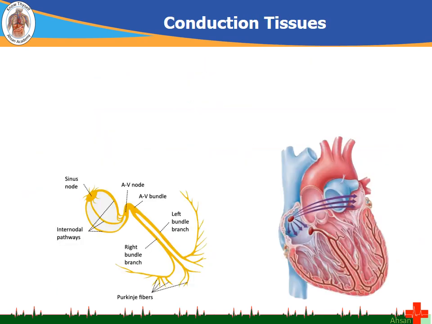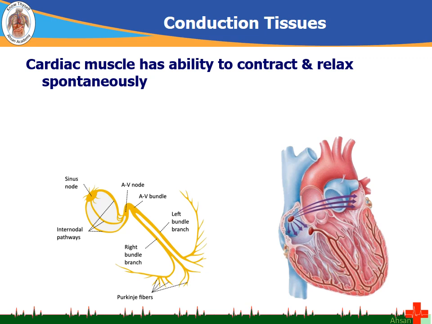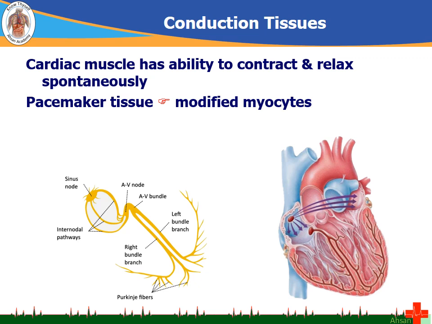Conducting tissue is the specialized portion within the wall. This is actually comprising cardiac muscles, but it has a special property that they can generate electrical impulses, so they can spontaneously contract, and when the electric impulse is discontinued they can spontaneously relax. The component parts of these are known as pacemaker tissue, which are modified myocytes.